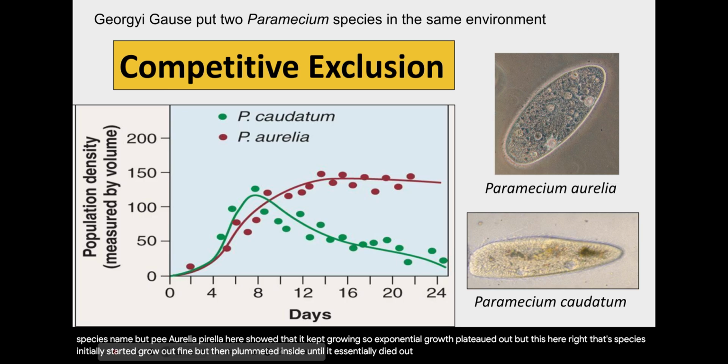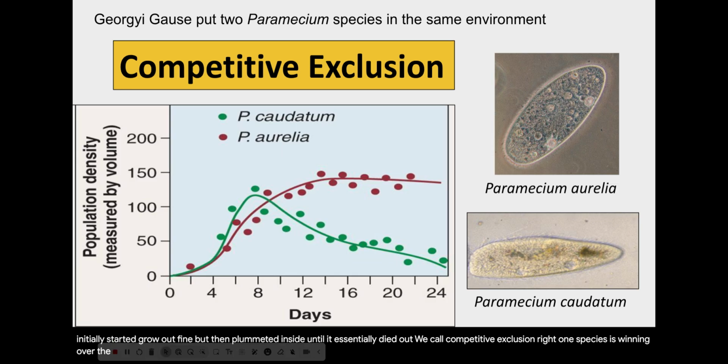So what he saw was what we call competitive exclusion. One species is winning over the other. One species is out-competing the other for the resources. So maybe this species was better at gathering food, and thus out-competed the other species for food. All right, so this was 2 of his species. Now remember, he looked at 3.